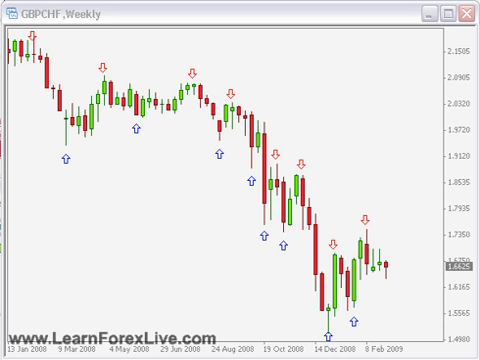A triangle is, again, as I said before, nothing but a congestion area, and what we need to do in order to continue searching for short opportunities is to wait for this congestion part of the chart to give way, hopefully to the downside. Since we were coming from a downtrend, it's always safer to trade breakouts, to trade moves in the direction of the previous move.